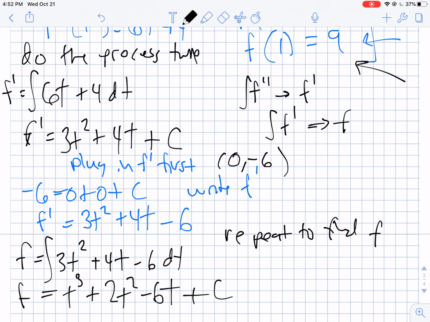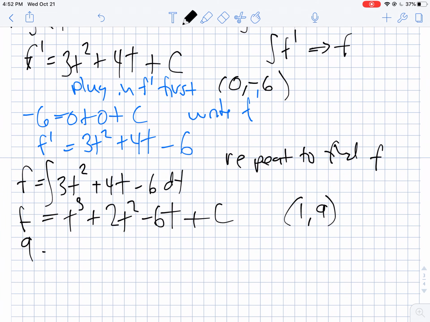Okay, so the initial condition here is 1, 9. So when I plug that in, I get 9 equals 1 plus 2 minus 6 plus c. 9 equals negative 3 plus c, so my c is 12.